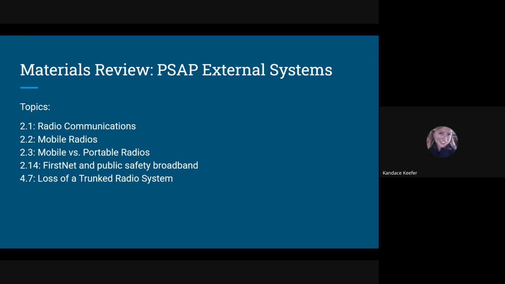Mm-hmm. And so you're saying if they connect to a nearby radio tower, not the one that's down, they should be able to connect to dispatch again. Correct. Okay. Awesome. Thank you.